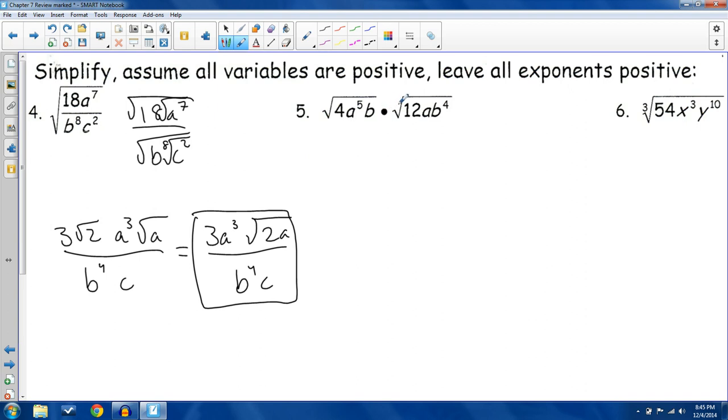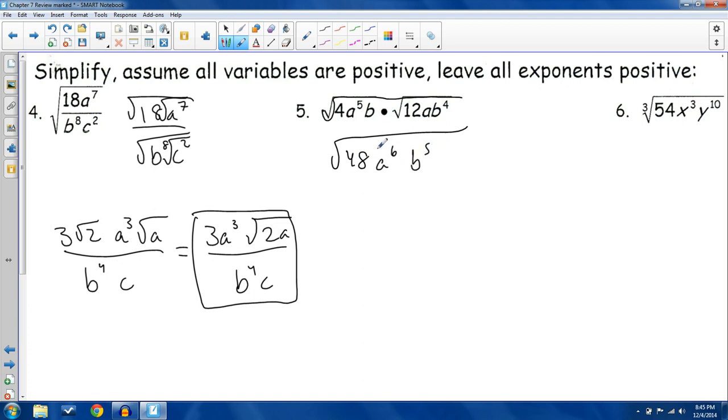Okay, this one, same thing with the products. If you want, you can join these all as one thing first. That way you're not splitting things up and then having to morph them again and do more things with that as well. So I'm going to make this one big square root hat. I'm going to do 4 times 12, which is 48. I'm going to do a to the 5th times a, which is a to the 6th, and b times b to the 4th, which is b to the 5th.